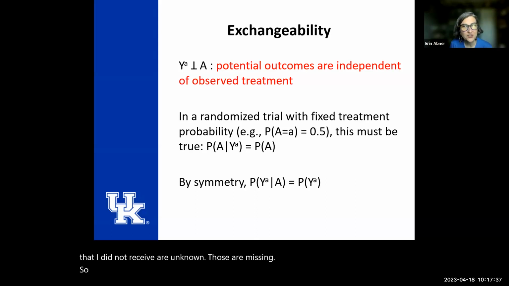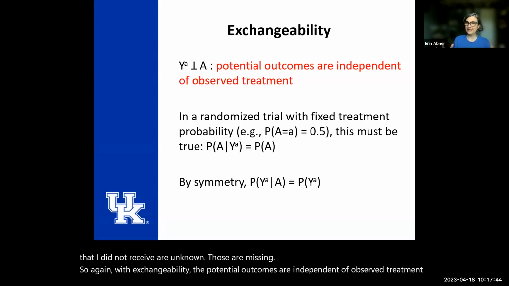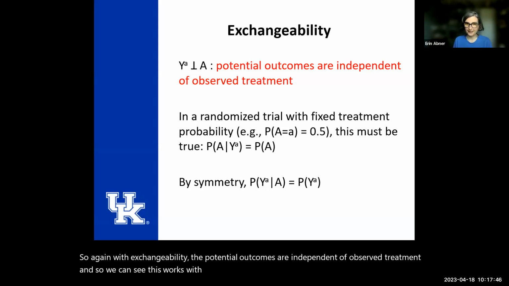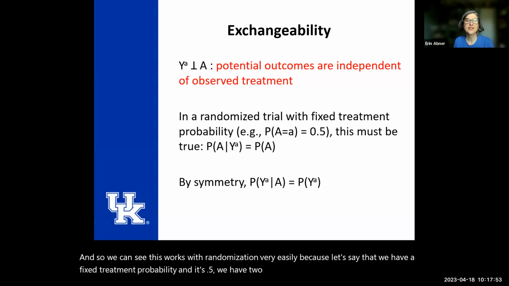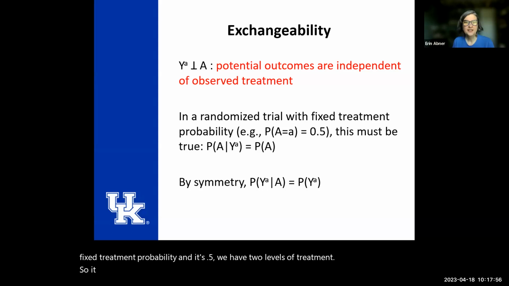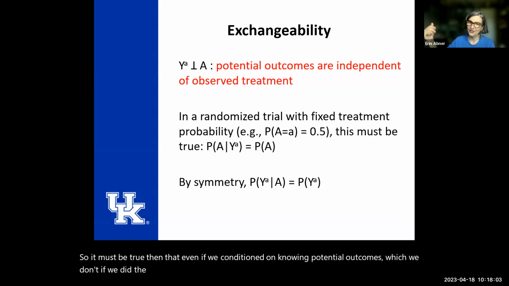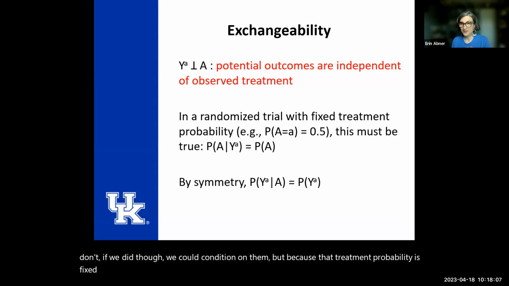So again, with exchangeability, the potential outcomes are independent of observed treatment. And so we can see this works with randomization very easily because let's say that we have a fixed treatment probability and it's 0.5. We have 2 levels of treatment. So it must be true then that even if we conditioned on knowing potential outcomes, which we don't, if we did though, we could condition on them. But because that treatment probability is fixed, it's always 0.5 and it's 0.5 no matter what, it doesn't matter.